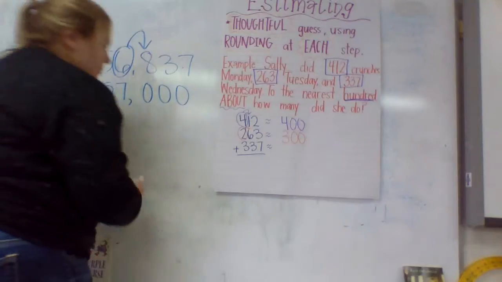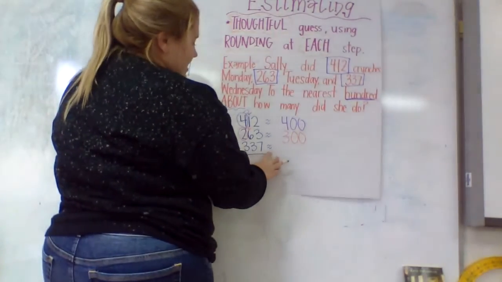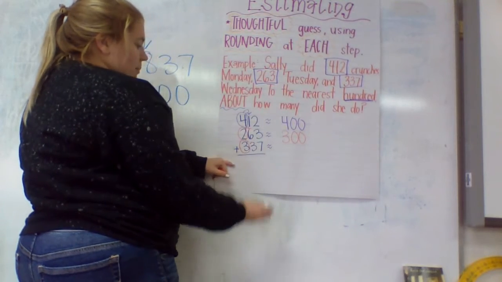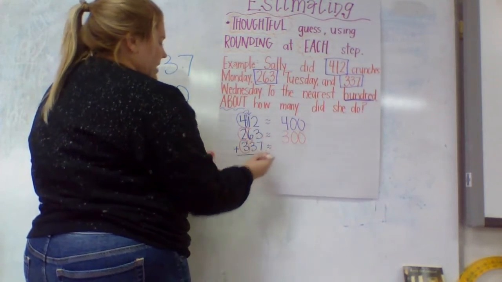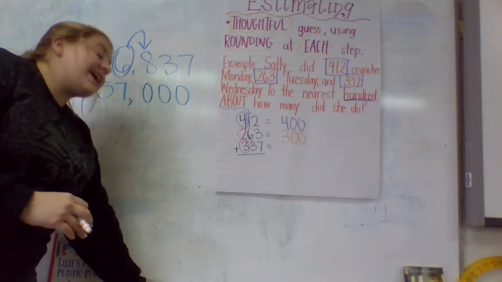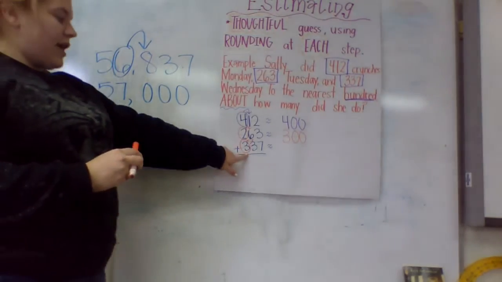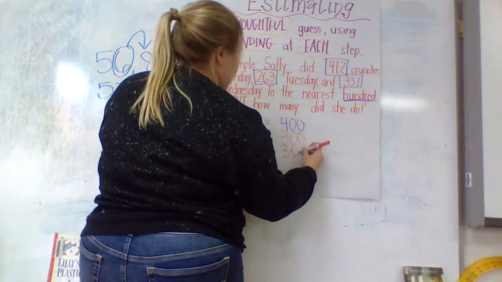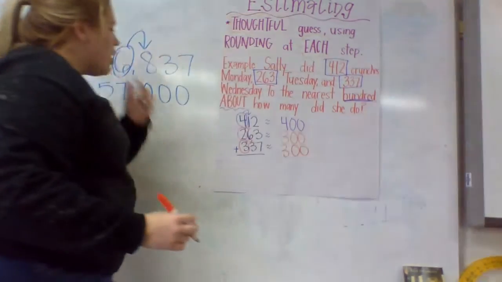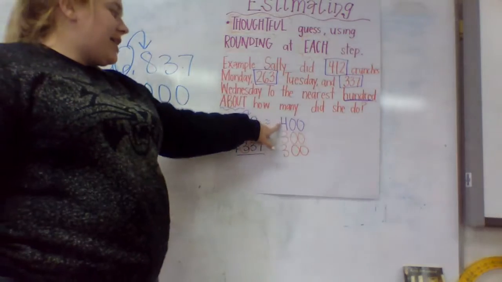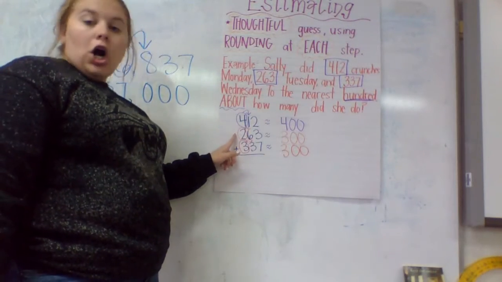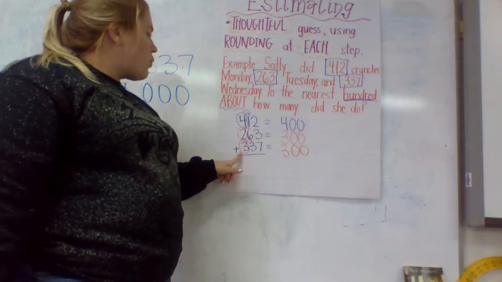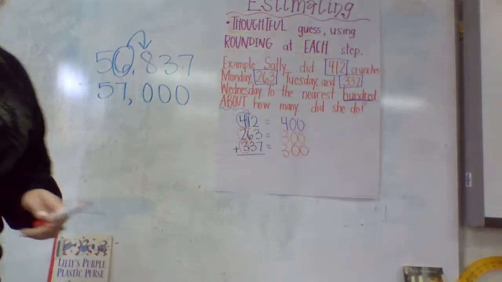Now my last one, 337 is about how many? The 3 is my target number. I look at my neighbor 3. I know that my neighbor 3 is nice. It tells my 3 in the hundreds place, you can stay, and everything behind it turns to a 0. So on Monday, Sally did about 400 crunches. On Tuesday, Sally did about 300 crunches. On Wednesday, Sally did about 300 crunches.